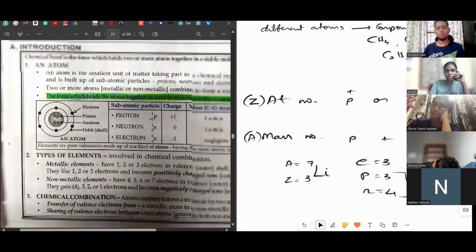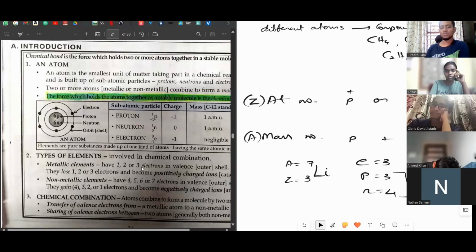So all metals generally have 1, 2, or 3 electrons in their outermost orbit, and non-metals will have 4, 5, 6, or 7 electrons in their outermost orbit. Right? So metals, what do they do to become stable? They lose electrons. And non-metals, what do they do? They gain electrons. This chapter is actually a revision of what you studied in 9th standard.